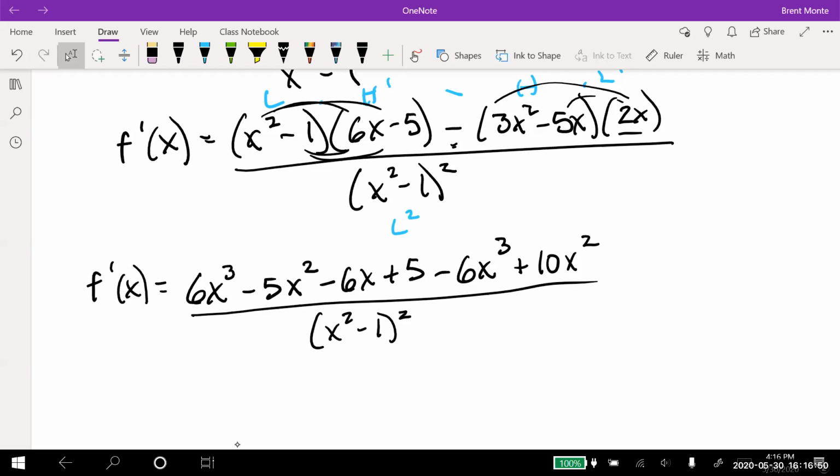All right, so anyway, let's look what's going on in the numerator. This x to the third cancels the minus 6x to the third.